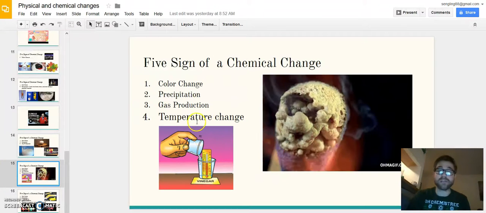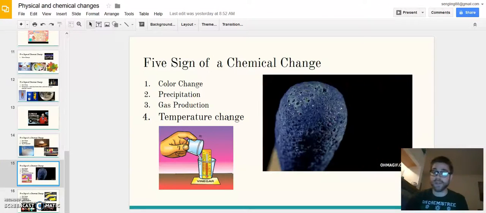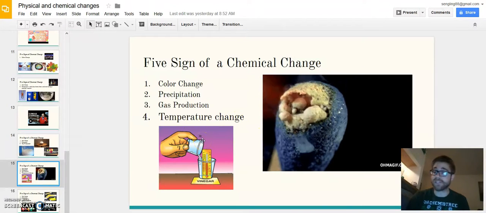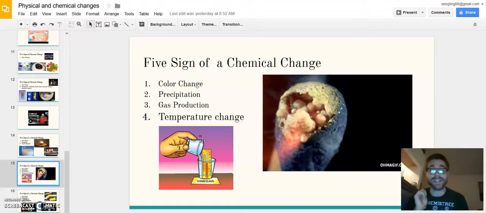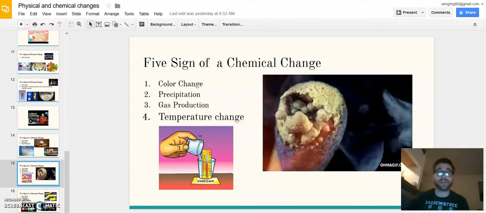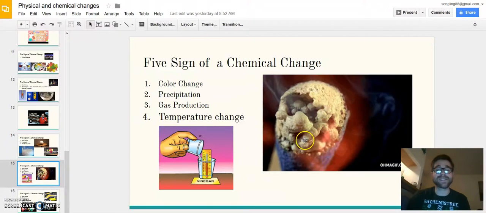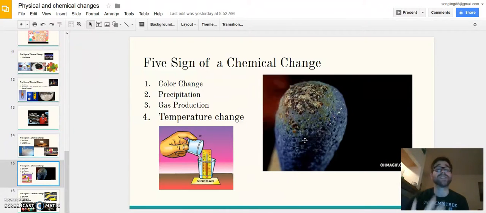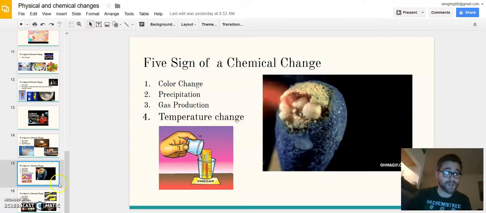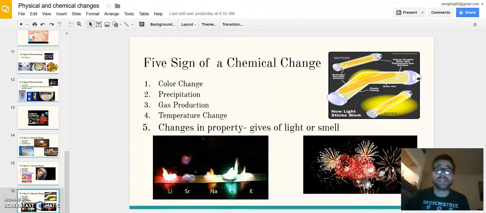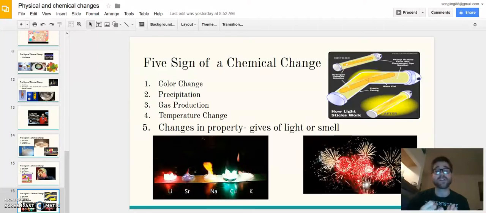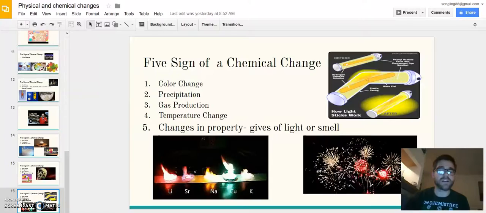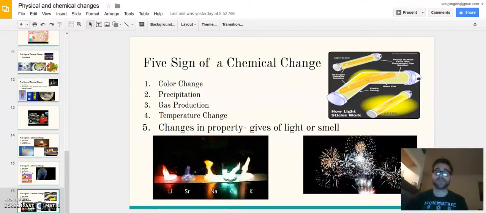Another sign of a chemical change is a temperature change. If something is changing temperature, if it's getting colder or if it's getting hot, that's a sign of a chemical change. If it's catching on fire, it's definitely getting hotter, so it's definitely a sign of a chemical change. And finally, if it's giving off light or if it's giving off smell, that's changing its property somehow, and that makes it a chemical change.